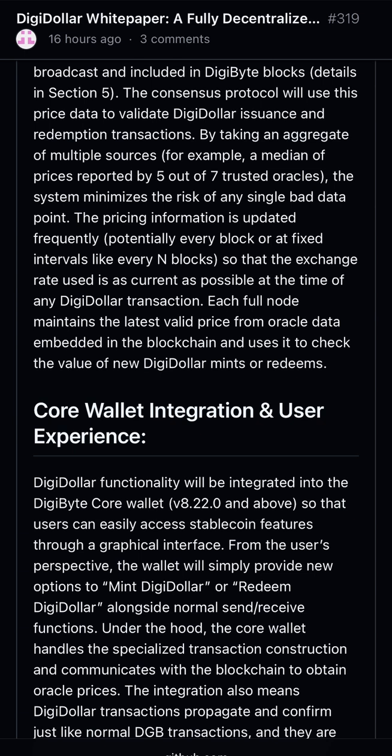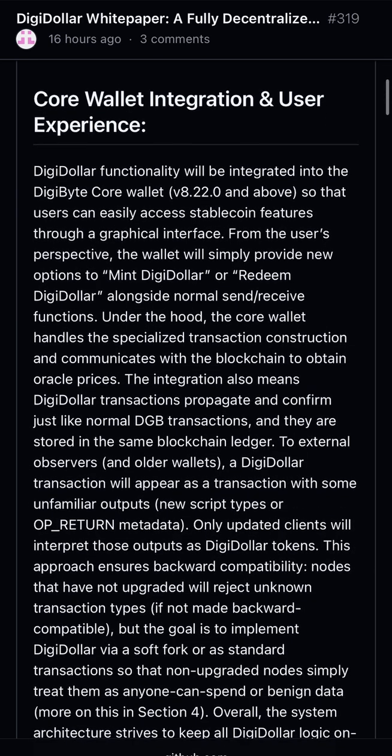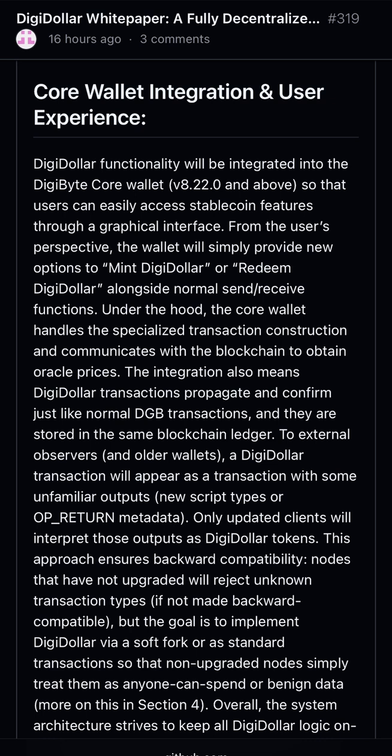Each full node maintains the latest valid price from oracle data embedded in the blockchain and uses it to check the value of new DigiDollar mints or redeems. Core wallet integration and user experience. DigiDollar functionality will be integrated into the DigiByte core wallet, v8.22.0 and above, so that users can easily access stablecoin features through a graphical interface.